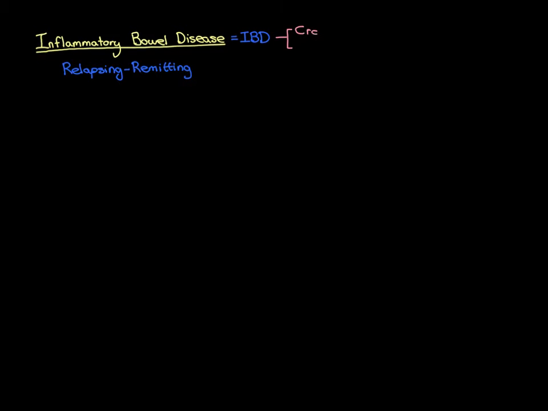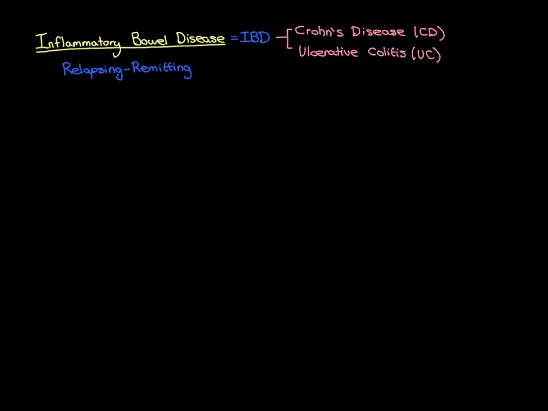So the two major forms of inflammatory bowel disease are Crohn's disease, which is often abbreviated down to CD, and also ulcerative colitis, which is often abbreviated down to UC. So CD and UC, those are the two major forms of inflammatory bowel disease by far.